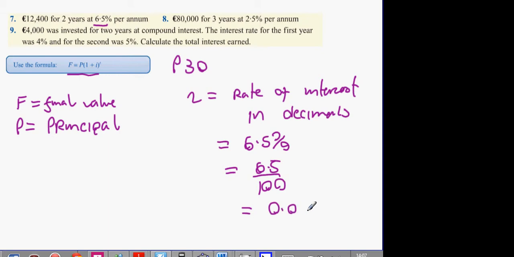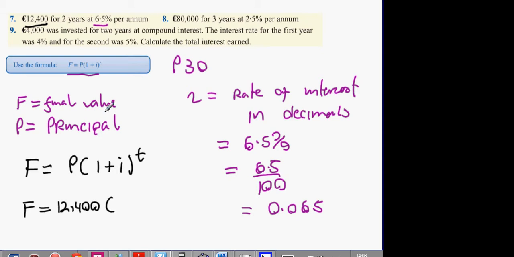Okay? Now that you have this, question 7 wants to know how much will we have. 7, 8 and 9 are all questions about how much money do you have at the end of a fixed term, okay? So the formula here is F equals P(1 + i)^T. Okay? Your final amount is your principal. So how much did we invest, guys? 12,400.